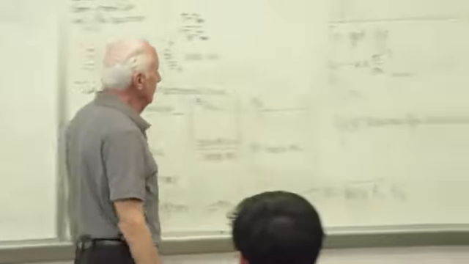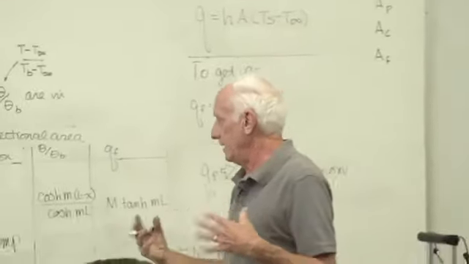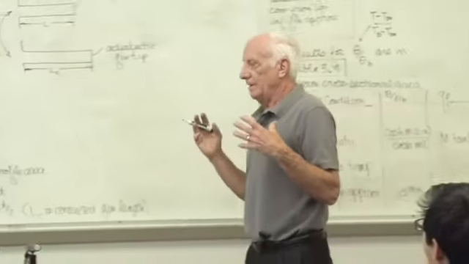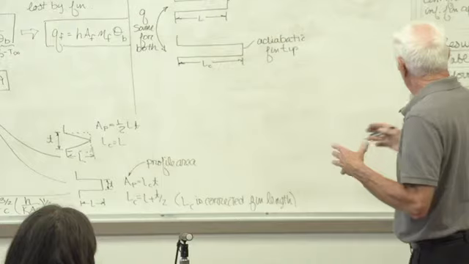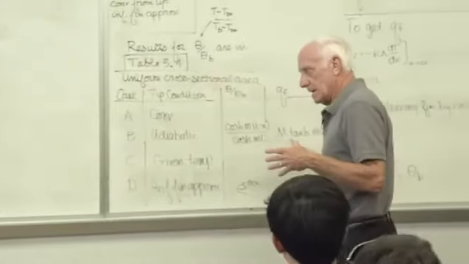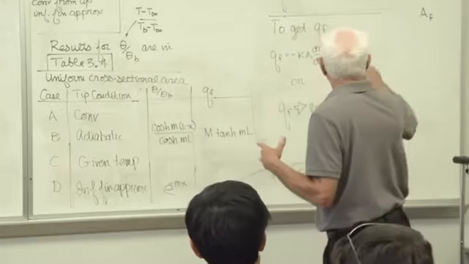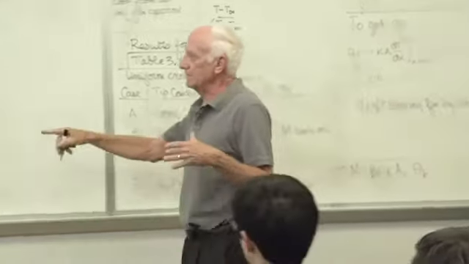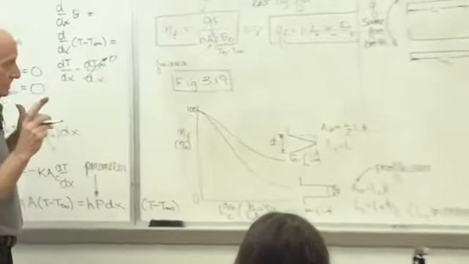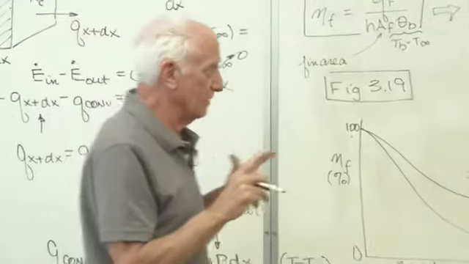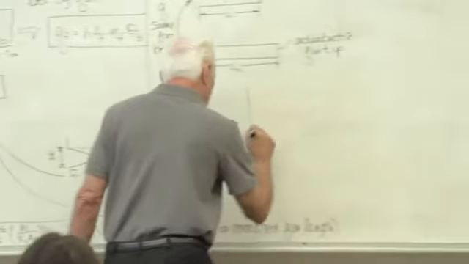What's A sub F? A sub F is the fin area. If it helps, say it's the fin area that touches the fluid. If the end's adiabatic, the tip is not going to touch the fluid, so don't include it in A sub F. A sub P is the profile area, the side view of the fin. You have to get those 3 areas straight in your mind. They're totally different, obviously.